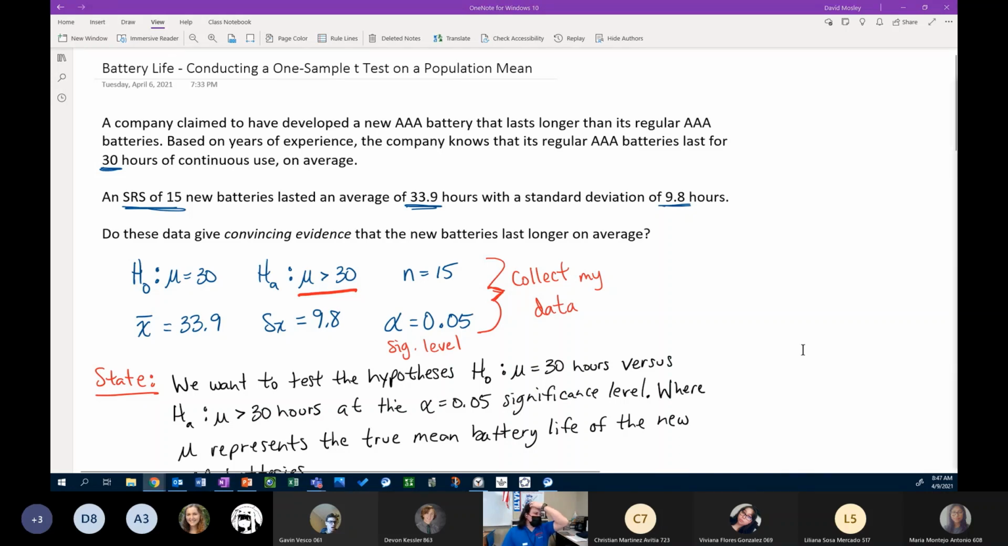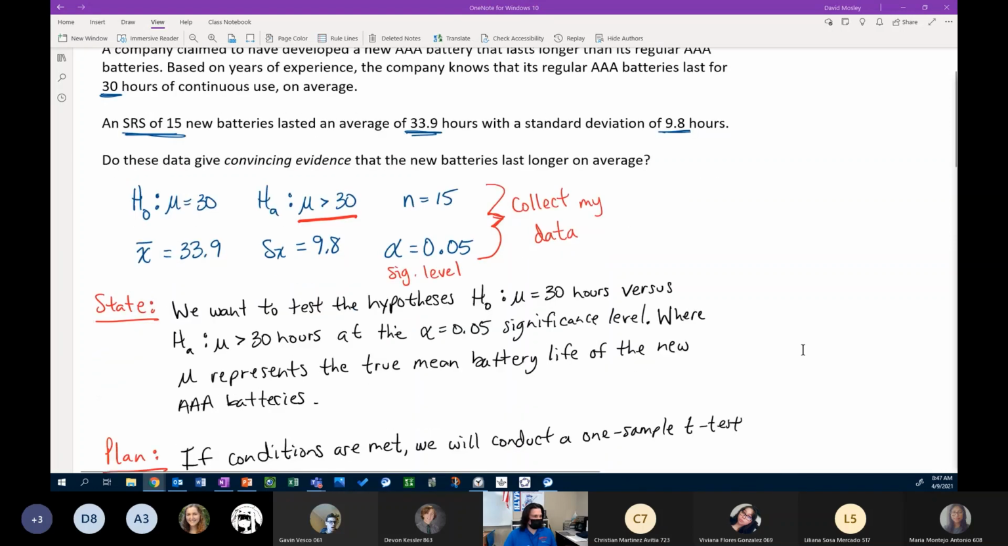All right, so now that I have my numbers, so to say, all put together, I've pulled what I need out of my context. We move on to stating what we want to do. All right, we want to test the null hypothesis that mu is equal to 30 hours versus the alternative hypothesis that mu is greater than 30 hours at the alpha equaling 0.05 significance level, where mu represents the true mean battery life of the new AAA batteries.